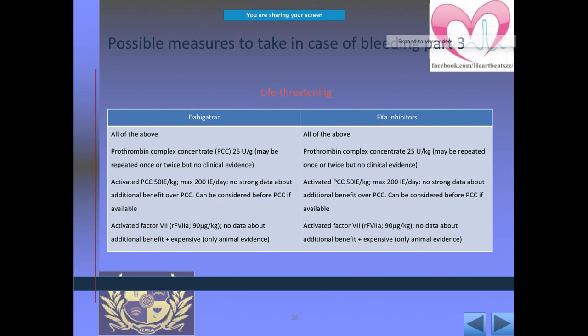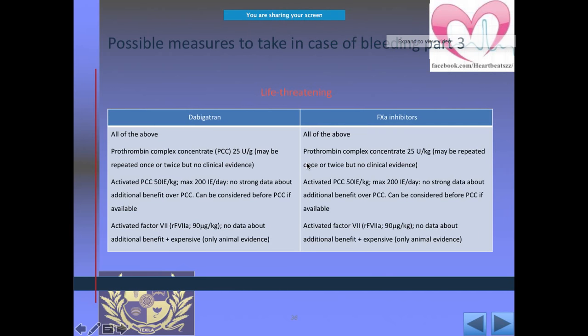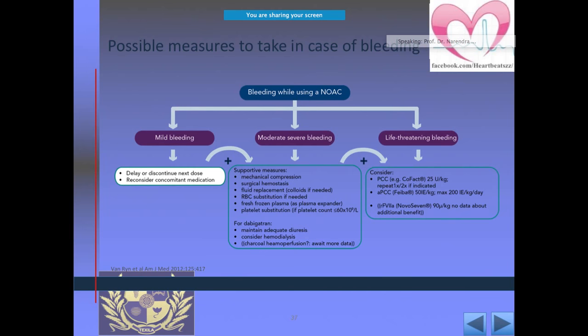Although there's no clinical evidence, similarly, you may also consider using activated factor 7 for both the conditions. But yes, we all need to know there is no clinical evidence for that, for both of them. So in this slide, all the things which I said are well summarized.